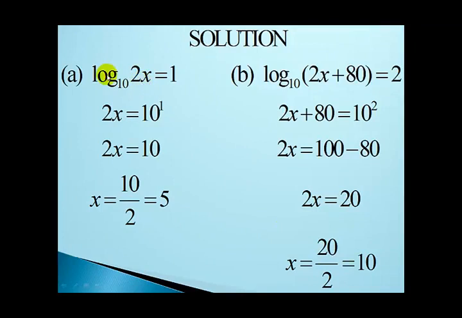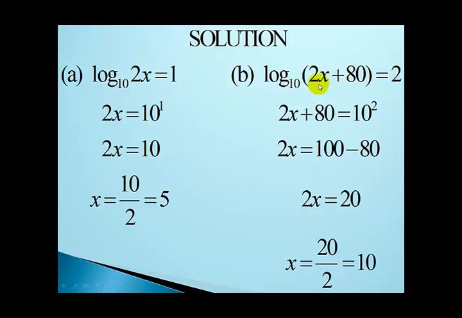Now from A, log 2x to the base 10 equals 1. From the definition of logarithm, the base raised to the power 1 is equal to the number, that is 2x. So 2x equals 10 raised to the power 1. Now 10 raised to the power 1 equals 10. So we have 2x equals 10. Because we are solving for x, we need to divide the left hand side by 2, and that will give us x. When we divide the right hand side by 2, we have 10 over 2, and the answer is 5.